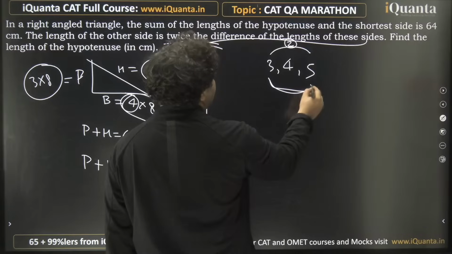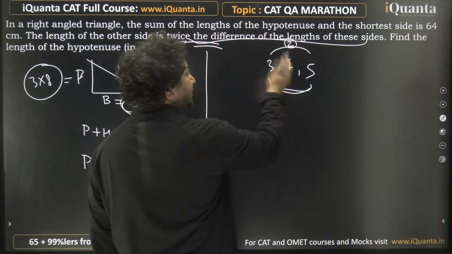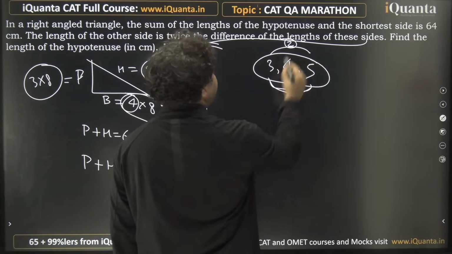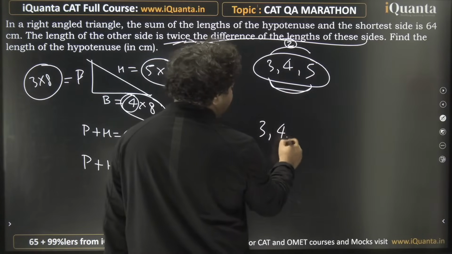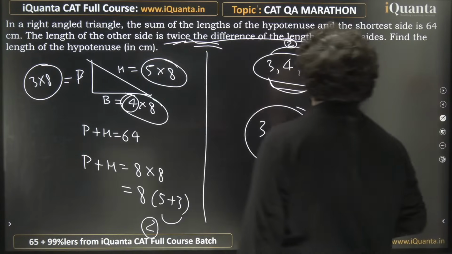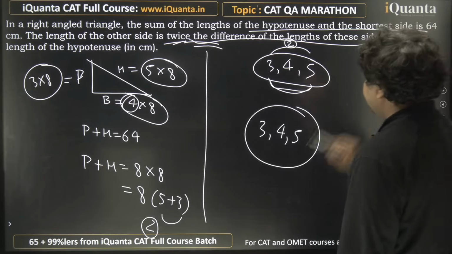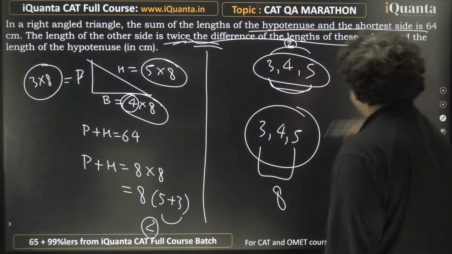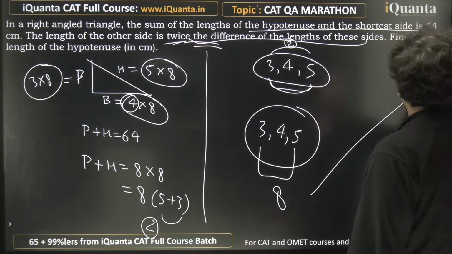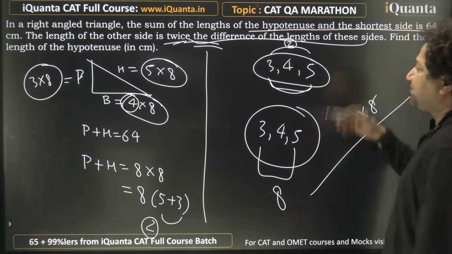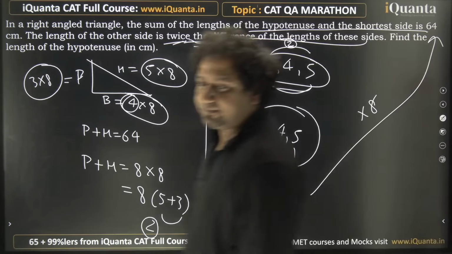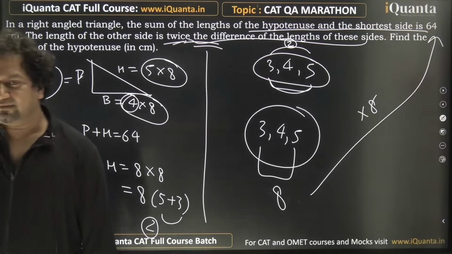इन दोनों का difference 2 है और 2 का double is 4, so 3 4 5 is the correct triplet over here. 3 4 5 has to be the triplet, but the problem is that the sum of length of the hypotenuse and shortest side is 64. Here we have only 8. So why is it becoming 64? Because in the question they must multiply it by 8. So let's multiply everything by 8 and get the answer. Is that clear now?